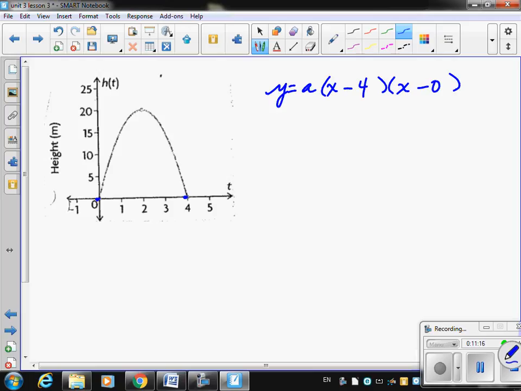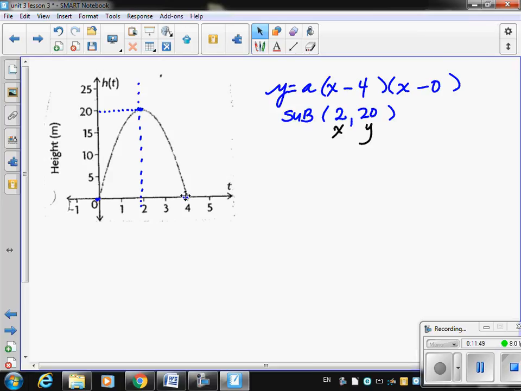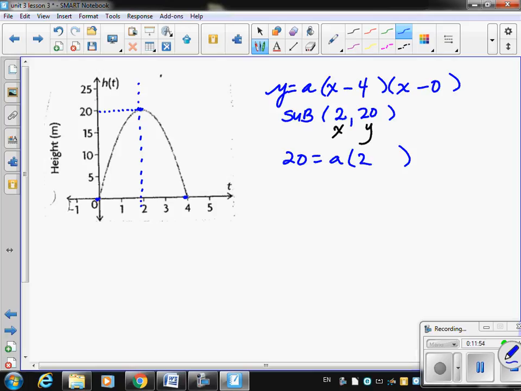I need another point in order to find my a. I'm going to substitute the point that I'm pretty confident about, which is the vertex. I know the vertex is in the middle, even though I can't see my grid very well. And I know the middle between 4 and 0 is 2. And this is where I was fairly confident that that highest point is at 20. So substituting for x and y, I have (2, 20). My y value is 20. My x value is 2.